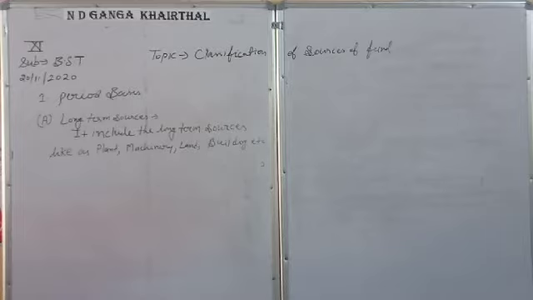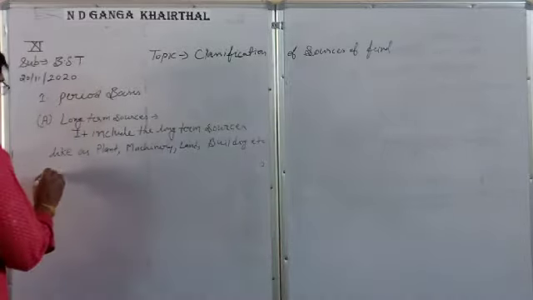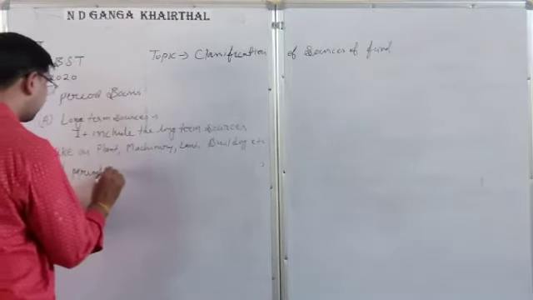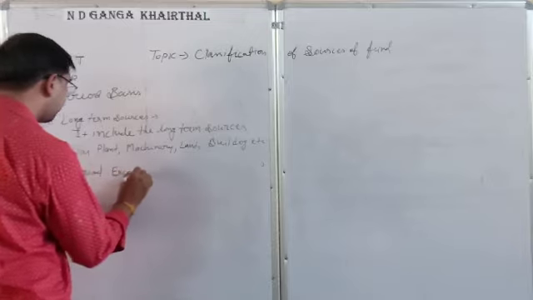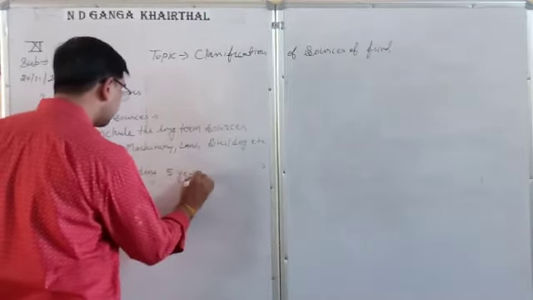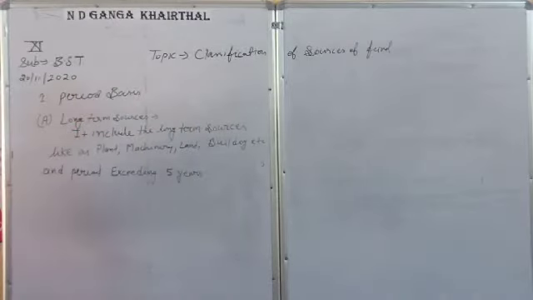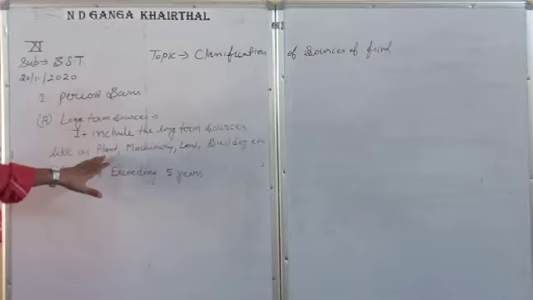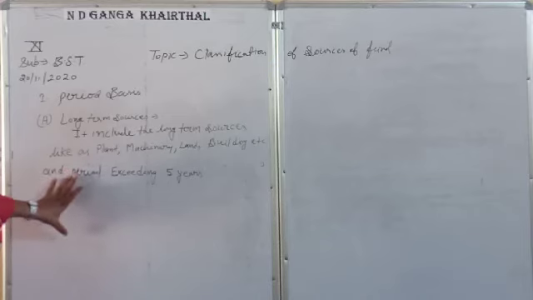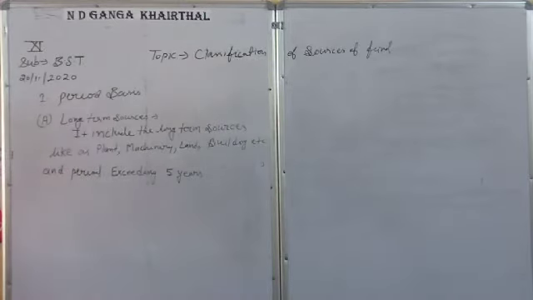and period exceeding 5 years. Clear? So long term sources include different types of sources: plant, machinery, land, building, furniture. These sources increase the business efficiency. Okay, and period exceeding 5 years.